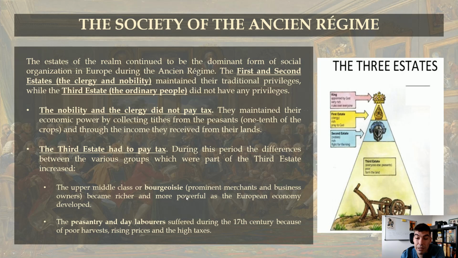We have the upper middle class, called the Bourgeoisie, we talked about it before, which were prominent merchants and business owners. We said that the foreign trade expanded a lot, and who dominated the foreign trade? The bourgeoisie. They became richer and more powerful as the European economy developed. On the other hand, the peasantry and the day laborers, a day laborer is un jornalero, suffered during the 17th century because of poor harvests due to outdated techniques, rising prices, and high taxes. Remember, they were the only ones that paid taxes in the Ancien Régime.